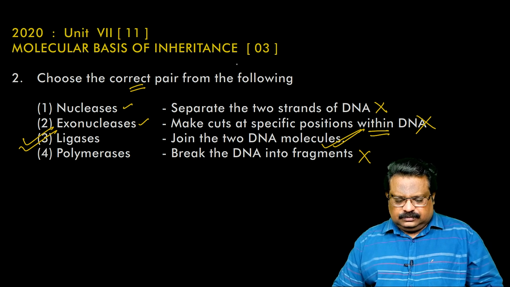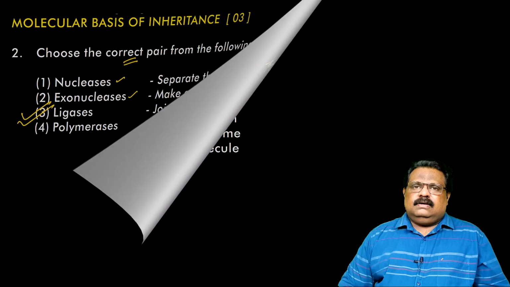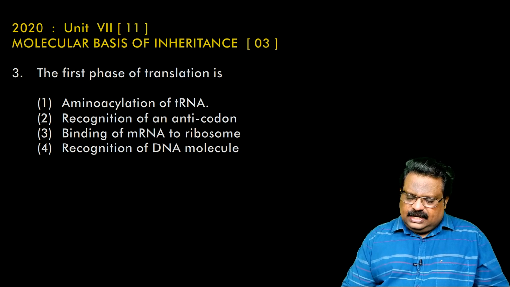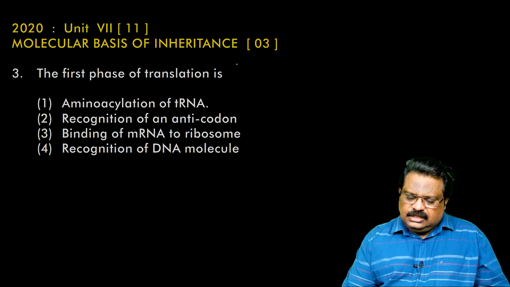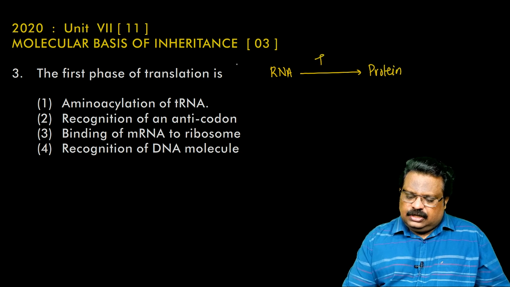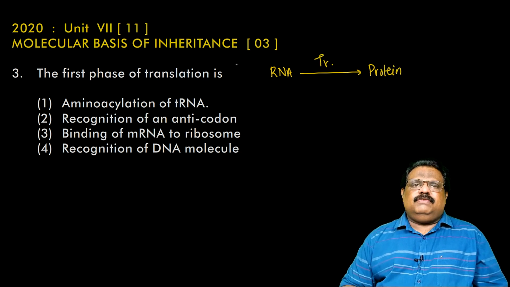Okay. Now the third question from molecular basis of inheritance. Question number 3. The first phase of translation. What is translation? Translation means the synthesis of protein from RNA. Isn't it? RNA into protein. That process is called translation. What is the first phase of translation?